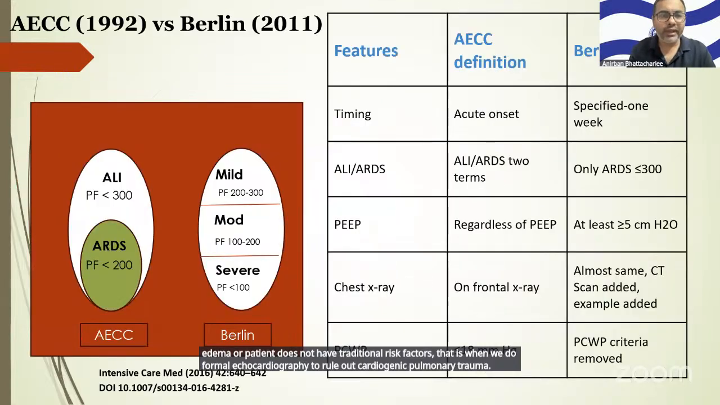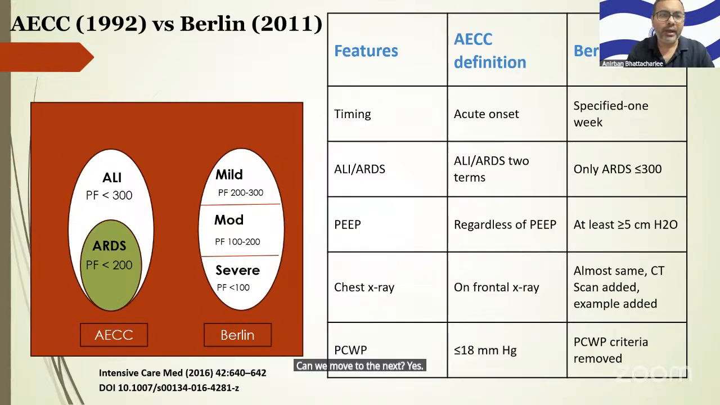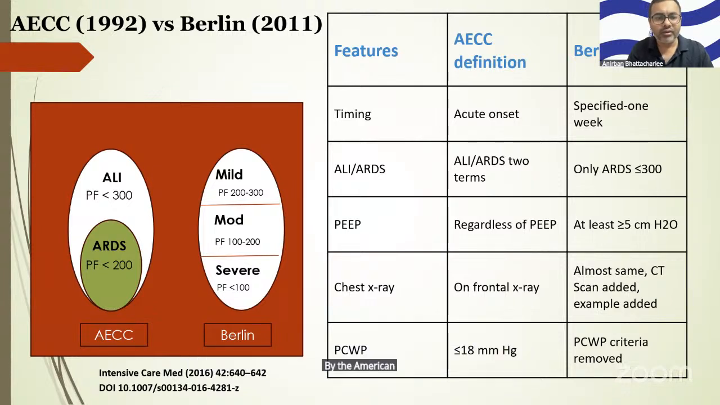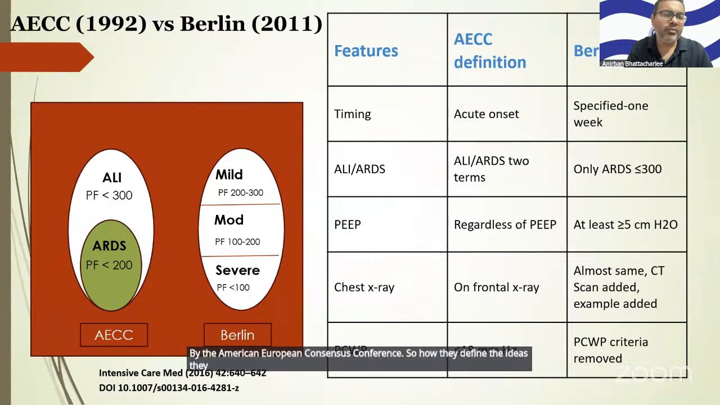Can we move to the next? Yes. So as Dalim sir was mentioning, the definition of ARDS has evolved over the last 2 decades. The first formal definition came in the year 1992 by the American European Consensus Conference. So how did they define ARDS? They mentioned acute onset, but they did not give us a time frame back then.